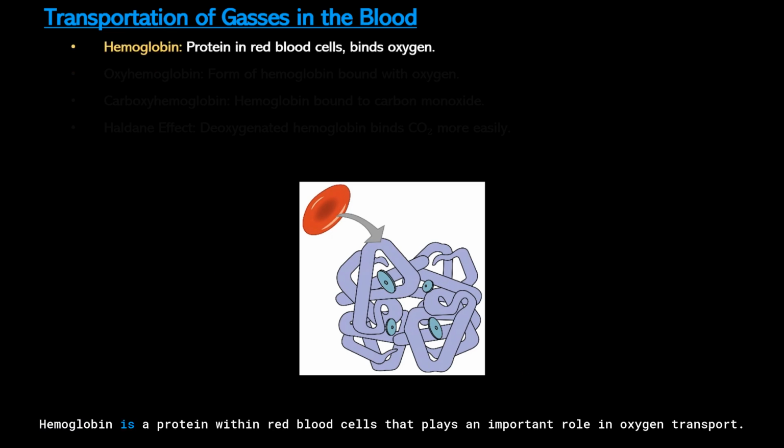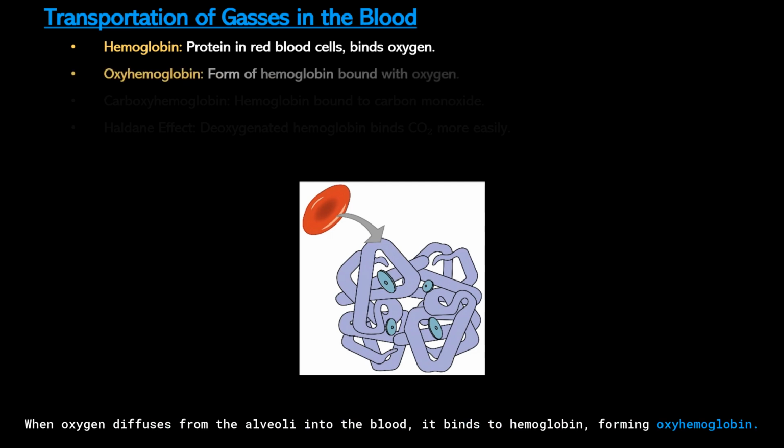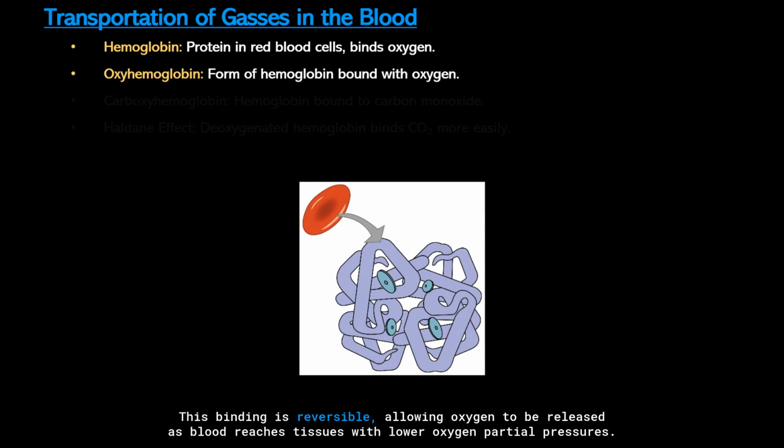Hemoglobin is a protein within red blood cells that plays an important role in oxygen transport. Each hemoglobin molecule contains 4 heme groups, each capable of binding one oxygen molecule. When oxygen diffuses from the alveoli into the blood, it binds to hemoglobin, forming oxyhemoglobin. This binding is reversible, allowing oxygen to be released as blood reaches tissues with lower oxygen partial pressures.